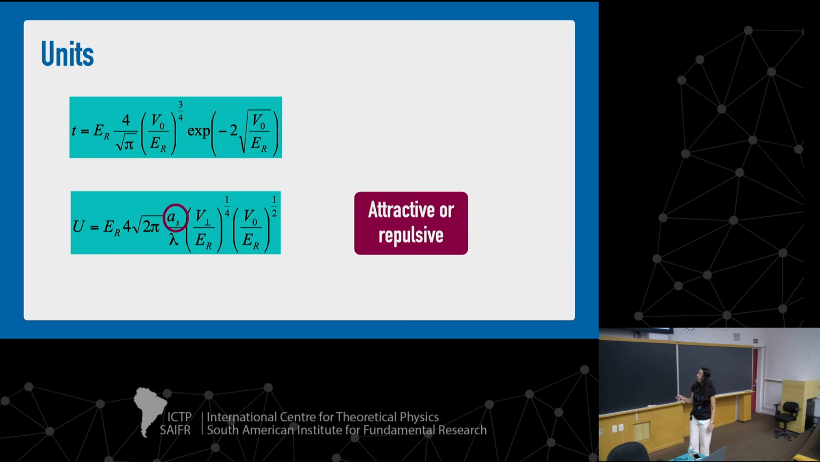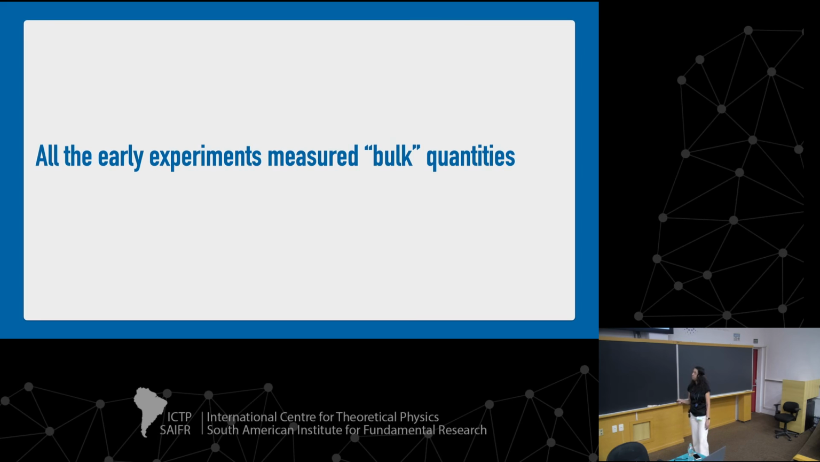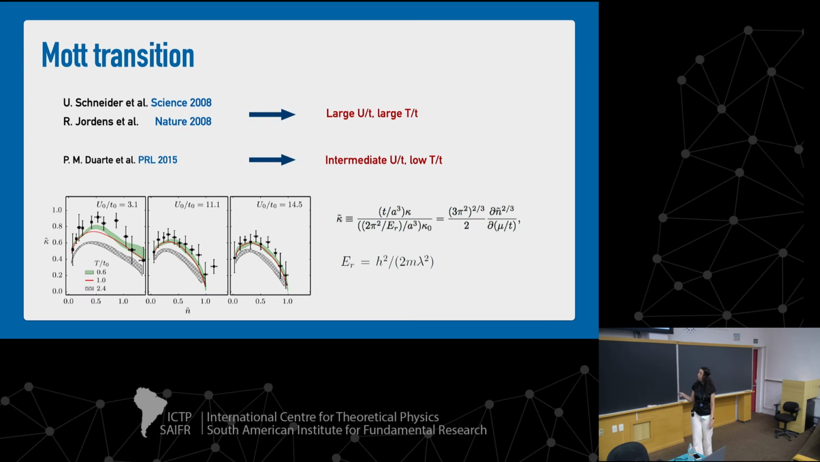And so we can use all these numbers as input here and get t and U as in the Hubbard model. And just once again, remembering we can have this a_s here being positive or negative, having attractive or repulsive interactions. So all these early experiments measured quantities in bulk. But this is one of the, so this is a 2008 experiment that used large U and somewhat large temperature.